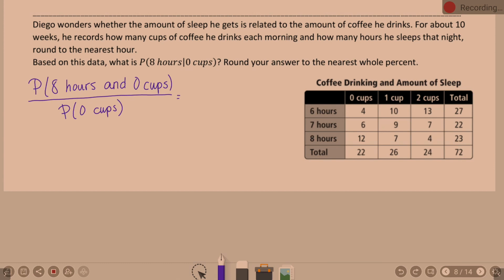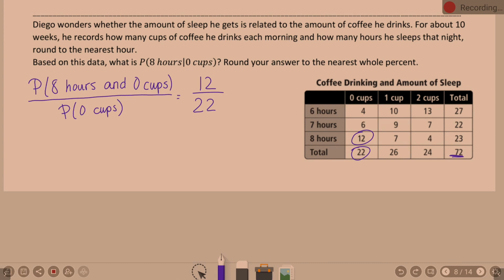Okay. What do you got for the top? Probability of 8 hours and 0 cups. So 8 hours of sleep given 0 cups of coffee. Okay. 12 right there. Officially, the probability would be 12 out of the 72 altogether. But what about the probability of drinking 0 cups of coffee? There's 22, and officially it would be out of 72. But again, if they're both out of 72, that's how I can shortcut it.